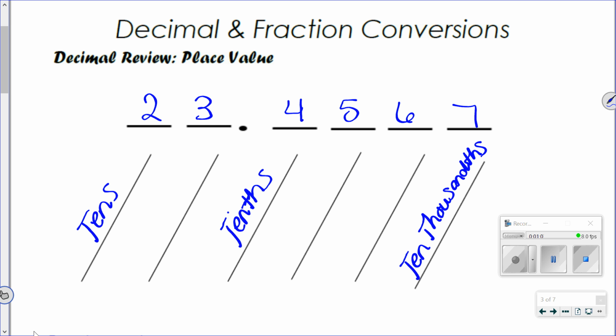All right, the 6. Logan? The 3. Aiden? The 1s. And the 5. Nathan? Hundredths. Good job.